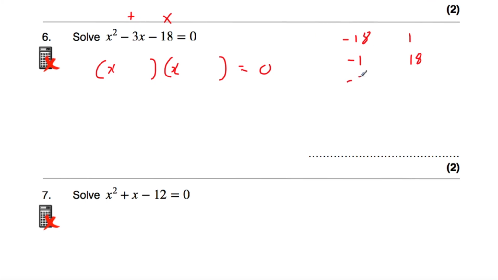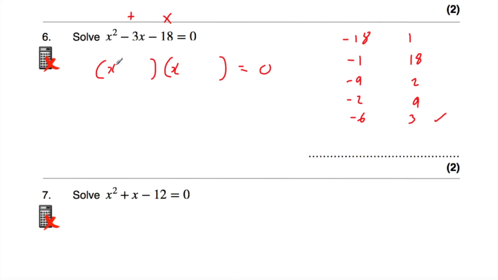So I'm now going to go for negative 9 and 2. Negative 9 times 2 is negative 18, and negative 9 plus 2 would be negative 7, so not negative 3. Okay, if you wanted to, you could try negative 2 and 9, but I know that's not going to work because negative 2 times 9 is negative 18, but negative 2 plus 9 would be 7, not negative 3. Okay, next we could try negative 6 and 3. Negative 6 times 3 is negative 18, and negative 6 plus 3 would be negative 3. So that's going to work, so that's the right option.